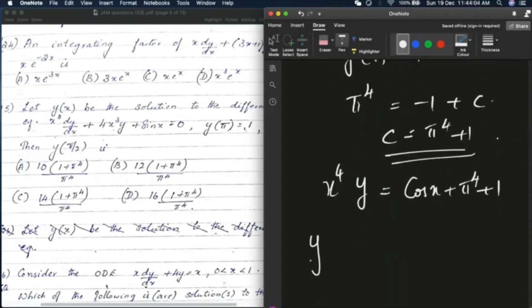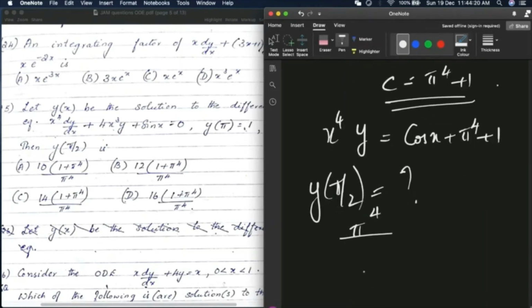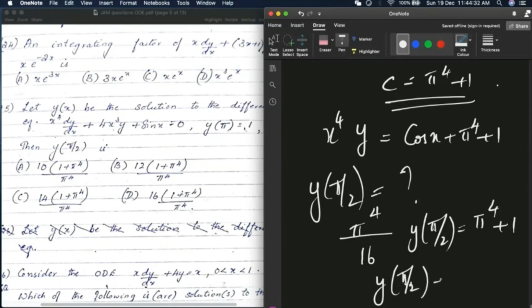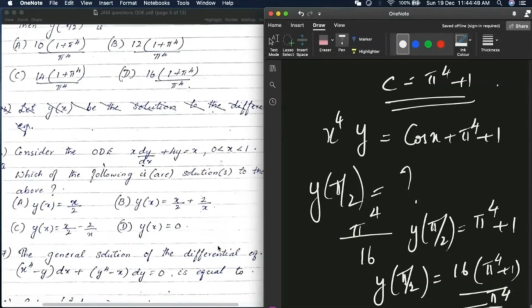Now you are asked to find y of pi by 2. Right? So this is pi raised to 4 by (pi by 2) raised to 4. Cos pi by 2 is 0. Option D, correct. Option D, no? Yes, ma'am. Option D, correct: 16 into pi raised to 4 plus 1. So this is D.